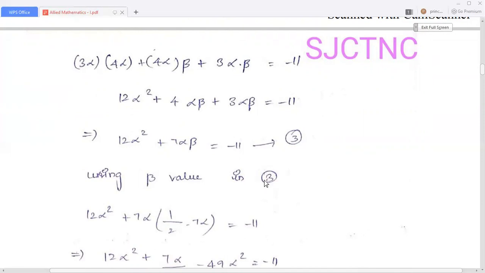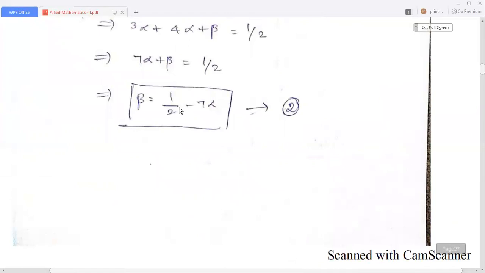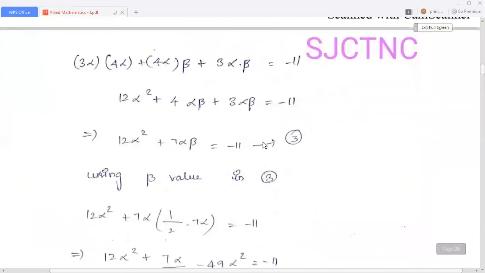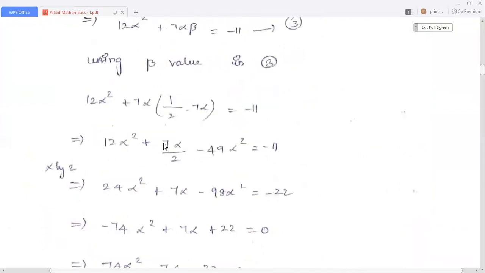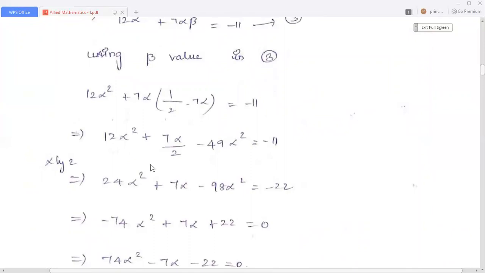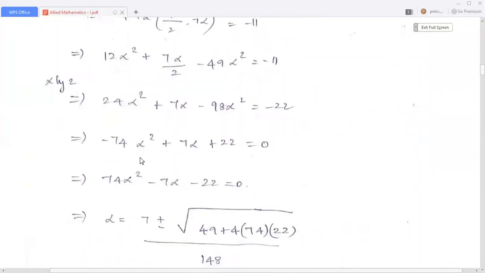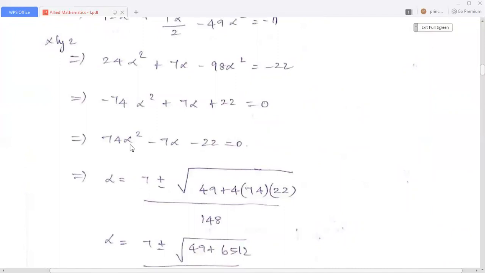Using the beta value in equation number 3. What is the beta value? Here the beta value is 1 by 2 minus 7 alpha. So using this beta value in equation number 3, we get 12 alpha square plus 7 alpha into 1 by 2 minus 7 alpha equal to minus 11. When you simplify this, we get this equation now, that is 74 alpha square minus 7 alpha minus 22 equal to 0.